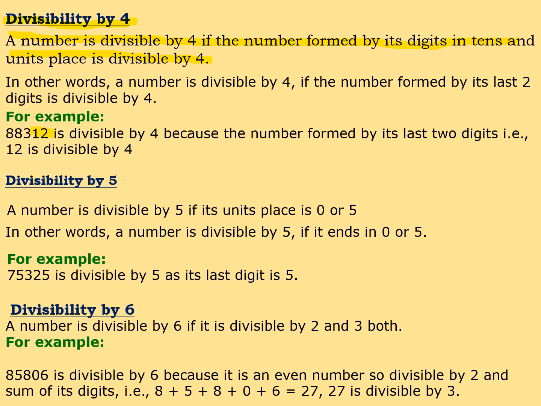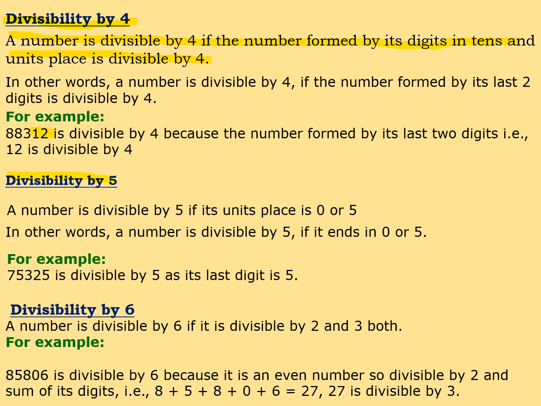For example, if we are taking the number 88312, what will you see? The last two digits are what? 1 and 2, 12. 12 is divisible by 4. Yes, 4 threes are 12. So the number is divisible by 4. See how nice it is to tell whether a number is divisible by 4 or not without doing the actual calculations.